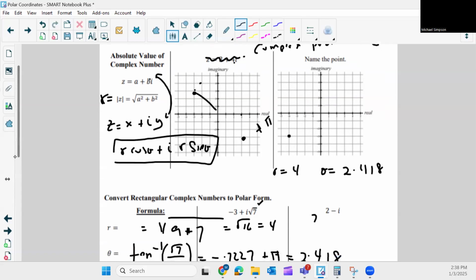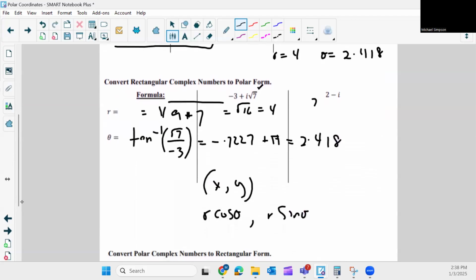So that's why there's one more step we've got to do now. So now I'm going to get, in polar form, that's going to equal R, which is 4, times the cosine, what's my angle?